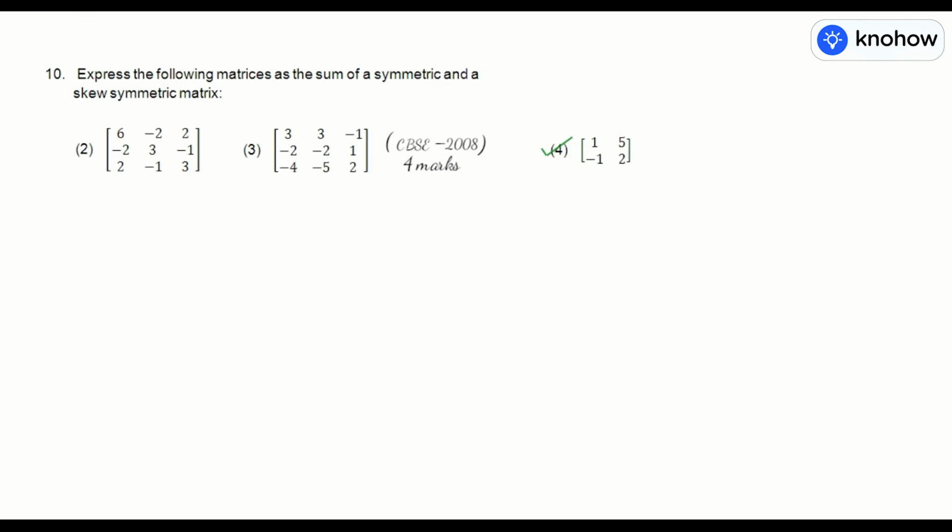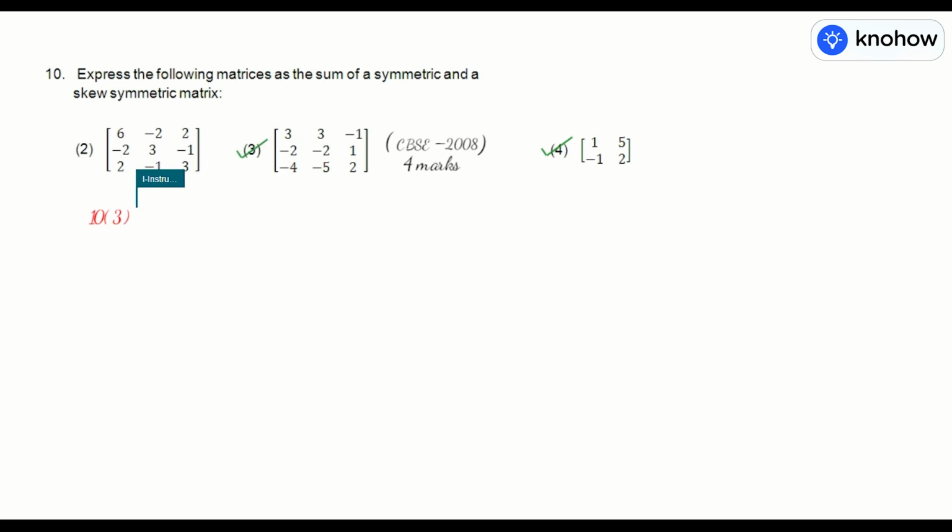The sum of symmetric and skew symmetric matrix. Already in the previous meeting I have done the first part. The given matrix A was of the order 2 by 2 and the fourth part is the same, so that you can do yourself. Now the second part and third part, both the given matrices are of the order 3 by 3. I'll do the third part, and let me tell you that this question 10 third part was asked in CBSE 2008 exam for 4 marks. So let us try this third part.